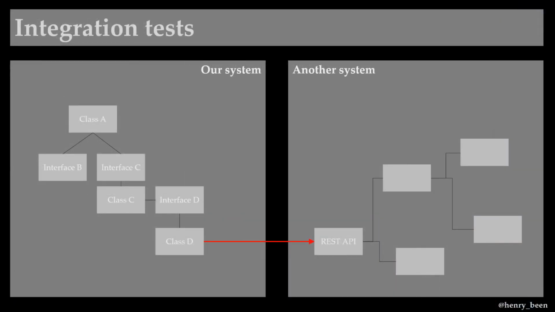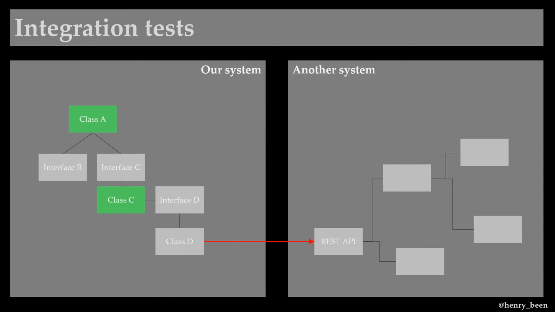Now, if we take our system on the left, we have a number of classes there, 3 of them. And class D calls into the REST API that is part of another system. Now, in my system, class A and class C, I can put on the unit test, and I can make very, very sure that there are no bugs in those implementations using unit tests. Or at least I can build a very high confidence.